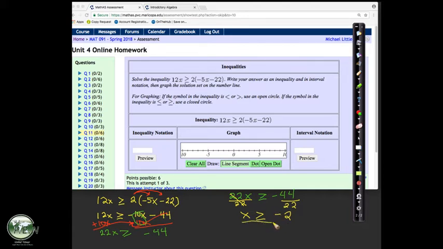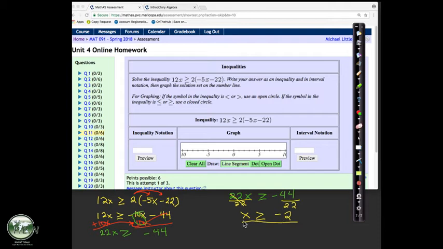Any questions on that part so far? So then the bracket would go on the x side and the parenthesis would go on the negative 2? Or you wouldn't do that part at all? Well, good question. Let me get my pointer here. Let's come here and let's draw the graph first, because when we do the graph, it puts it in order.